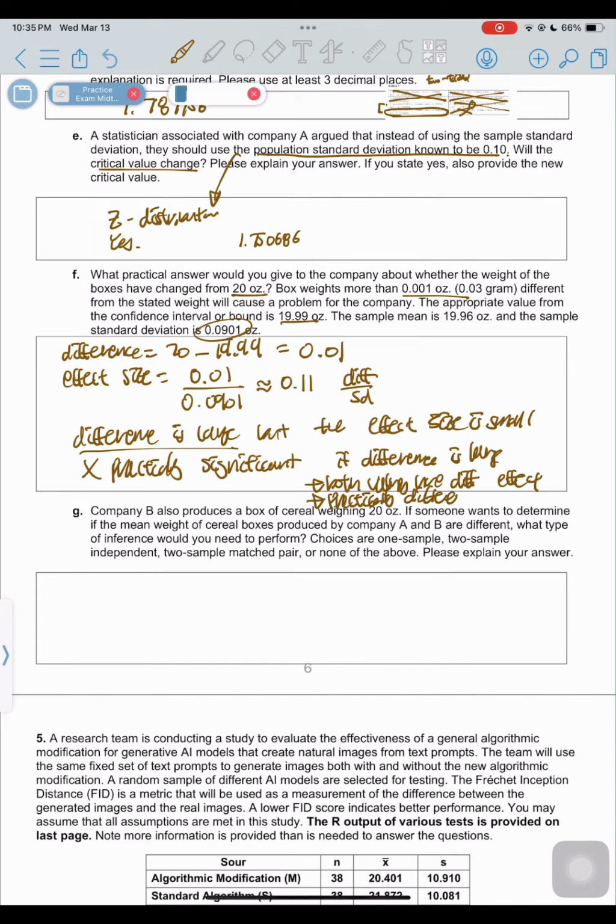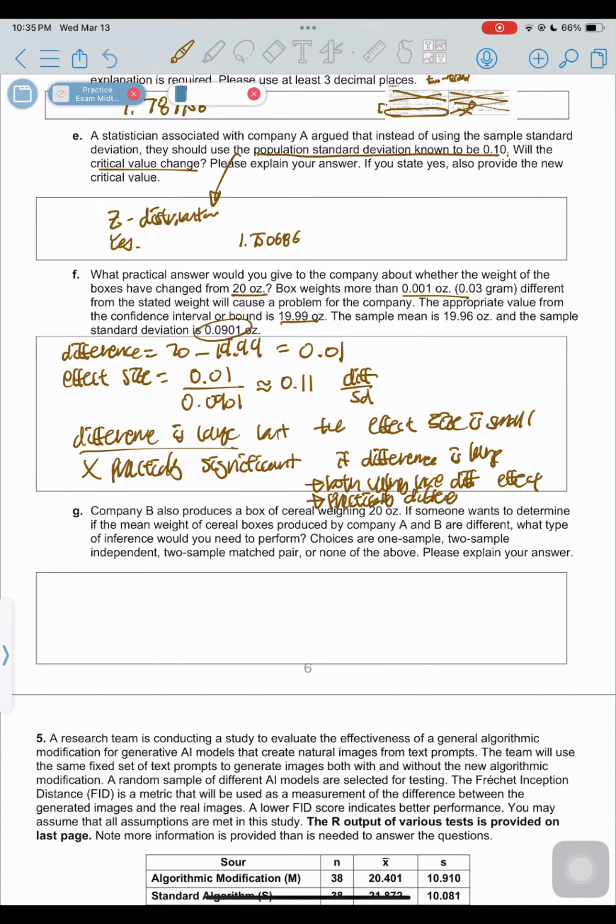And then question G. Okay, company B produces a box of cereal weighing 20 ounces. If someone wants to determine if the mean weight of cereal boxes produced by company A and B are different, what type of inference would you need to perform? Choices are 1 sample, 2 sample independent, 2 sample matched, or none of the above.